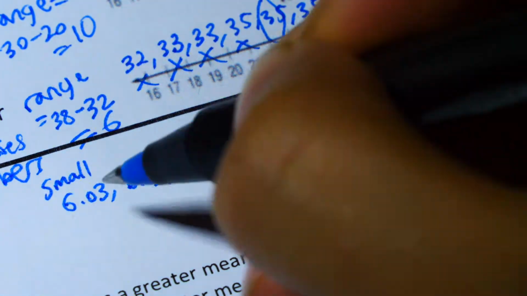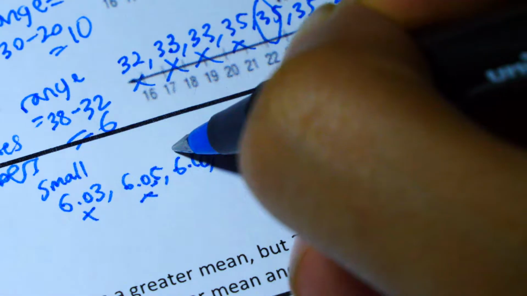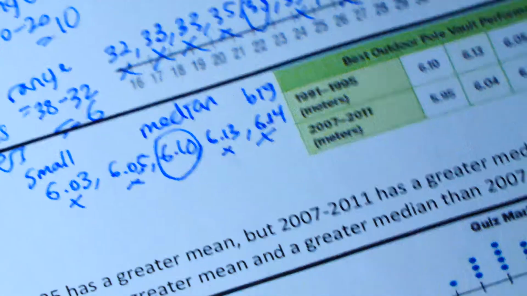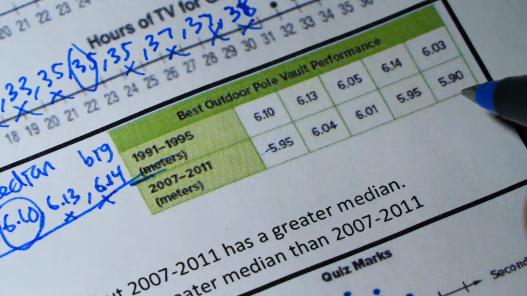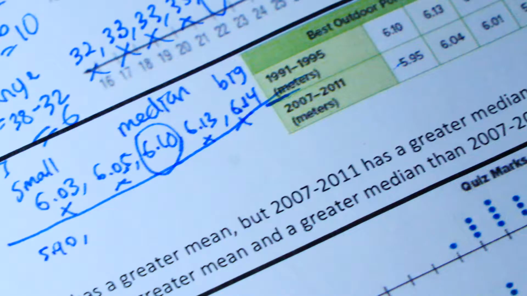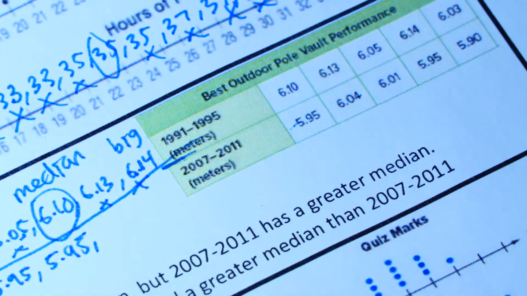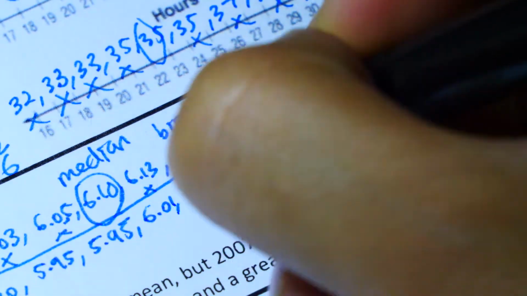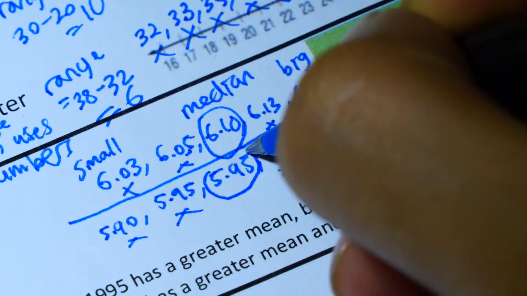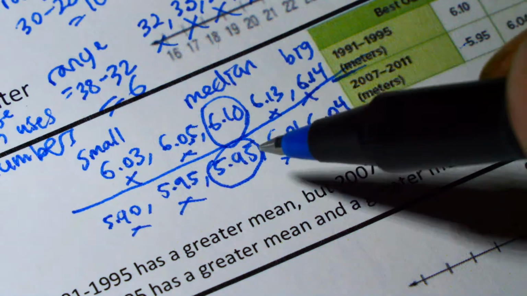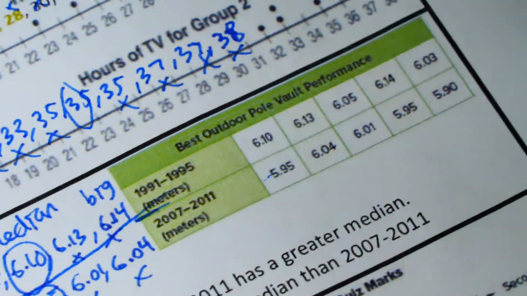How do we find the median, the middle? We cross from here and here. So this one is the median, 6.10. Let's do the same for this data here. Okay, so the smallest is 5.90. Next we have 5.95 and 5.95, and then 6.01 and 6.04. Okay, so the median or the middle is this number. Okay, so which one is greater? This one. Median is greater for the top one.